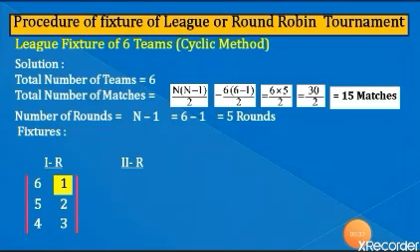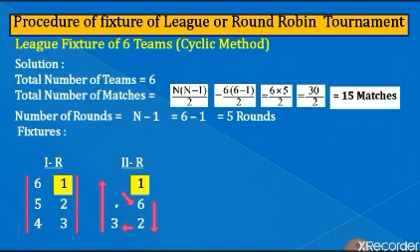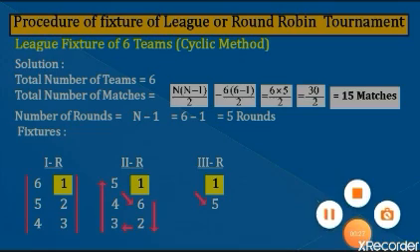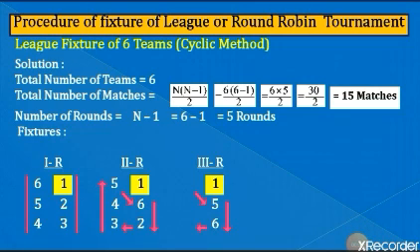In the second round, team number 1 is fixed on the top at the right hand side and the rest of the teams move in clockwise direction from downward to upward. In the second round, team number 6 moves down and takes the position of team number 2 and the rest of the teams move in clockwise direction. In round 3, team 1 still remains at the same place and team 5 moves down and the rest of the teams move in clockwise direction from downward to upward.